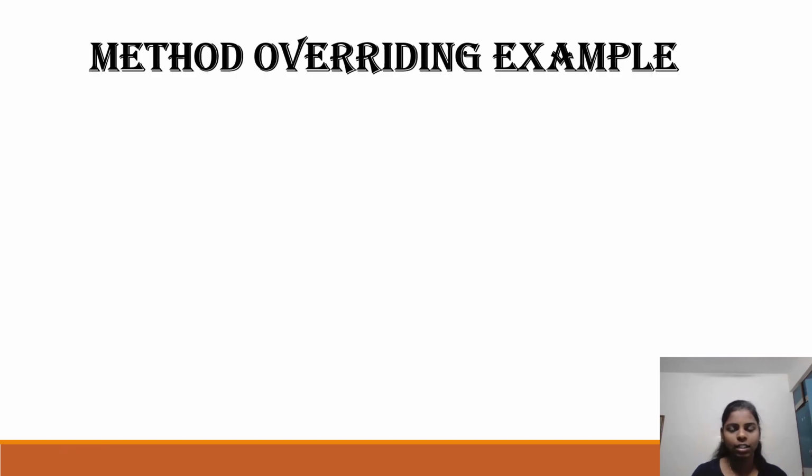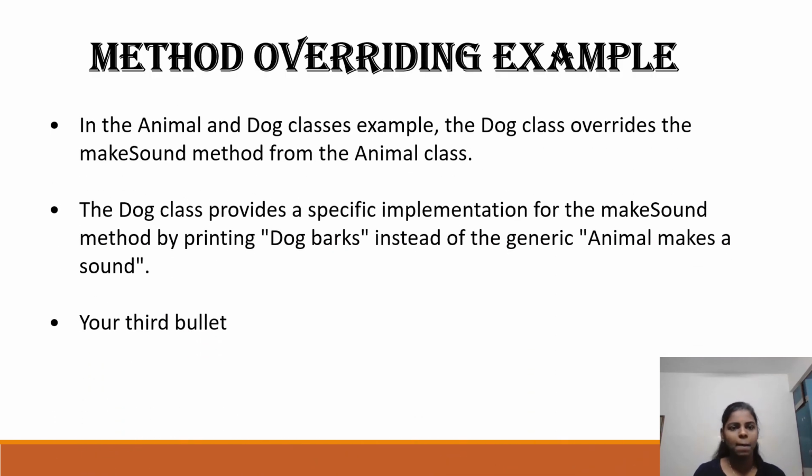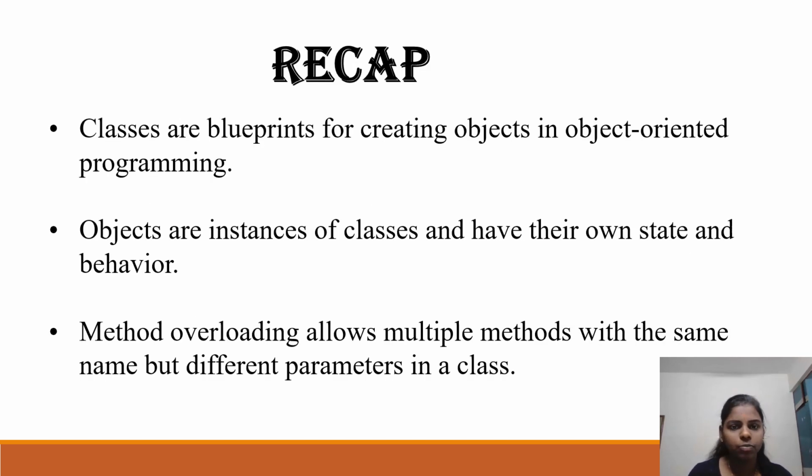Now let us see the explanation for the example. In the animal and dog class example, the dog class overrides the makeSound method from the animal class. The dog class provides a specific implementation for the makeSound method by printing dog barks instead of the generic animal makes a sound.